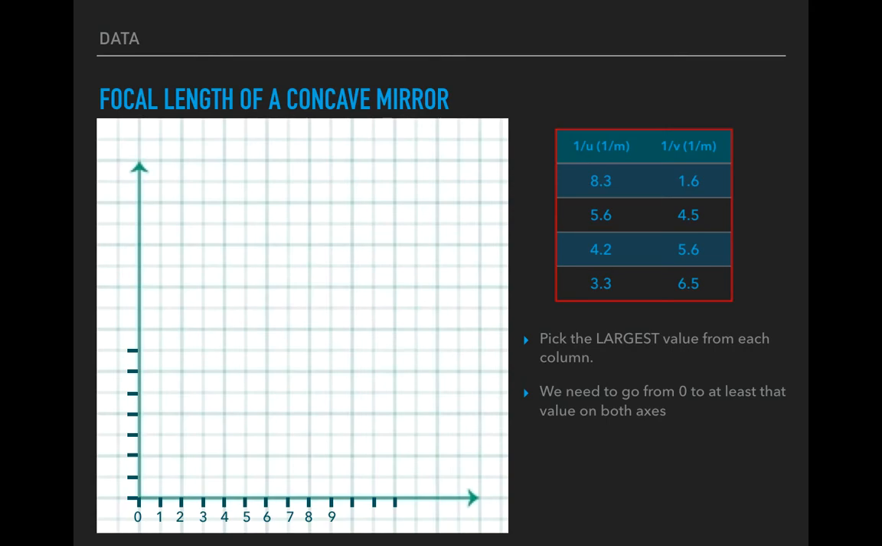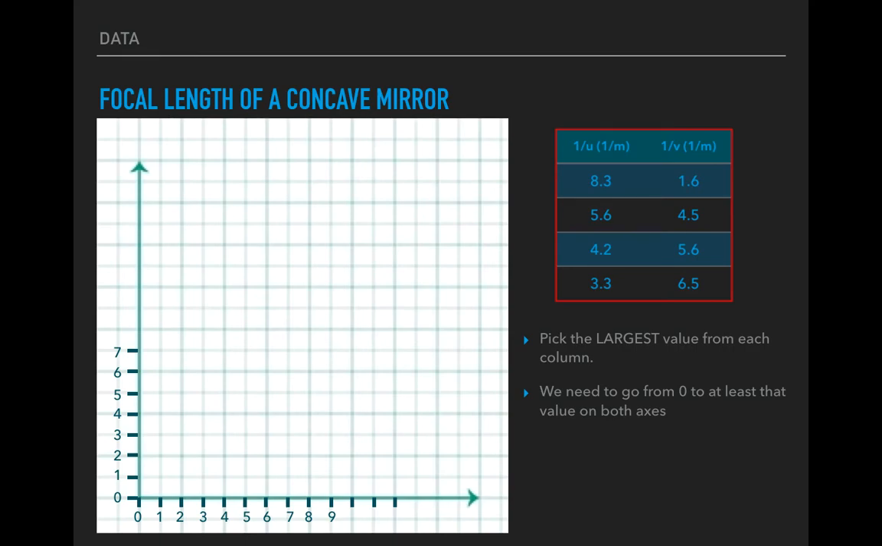If we look at the 1 over V column, biggest number is 6.5, so I want to go from 0 up to at least 6.5. I'm going to go up in just ones again, so I'm going to go from 0 to 7, and then all of my Y values can be contained within that range of values.